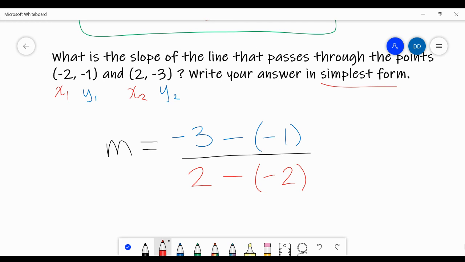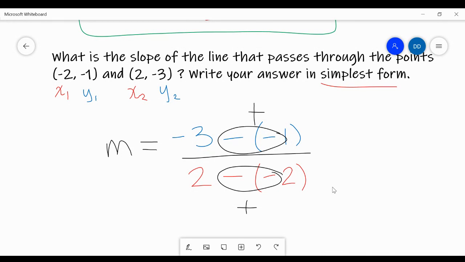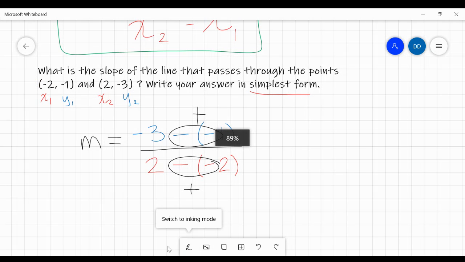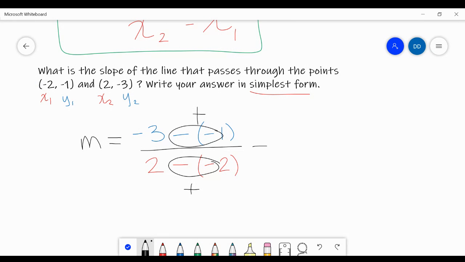Now, we're going to use our skills from algebra. We know if we have two negatives next to each other, that makes a positive. So that happened 2 times. So now I'm going to just rewrite this so it looks a little less crowded. So this becomes -3 plus 1 over 2 plus 2.